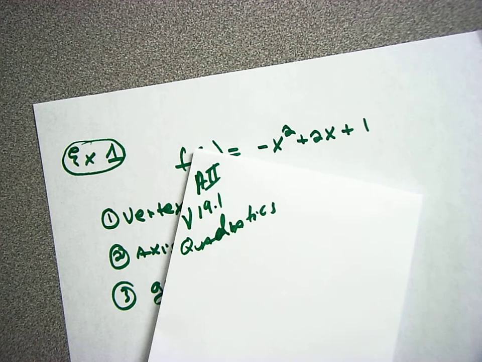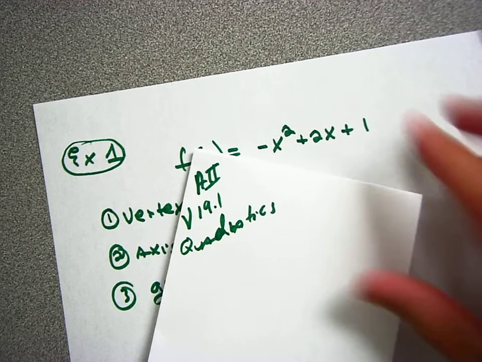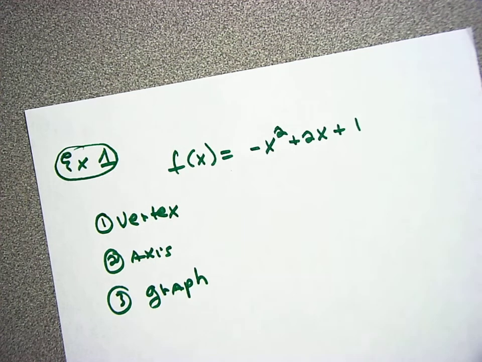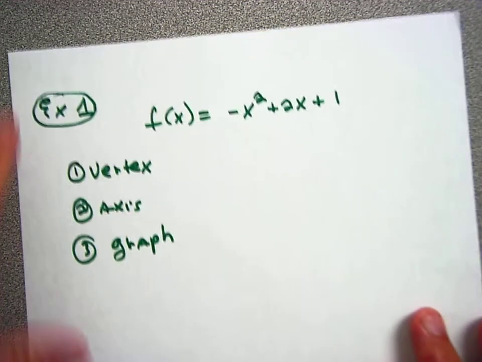So, hey, video 19.1, quadratics in standard form. We're going to find the vertex, the axis of symmetry, and just for your viewing pleasure, we're going to graph it as well. Woohoo! All right, Algebra 2, video 19.1.